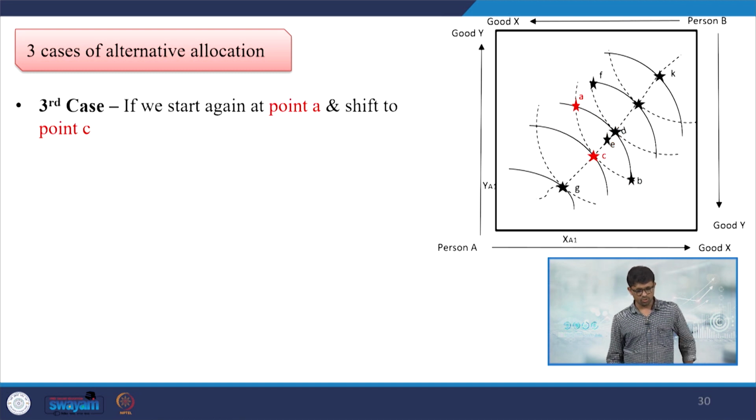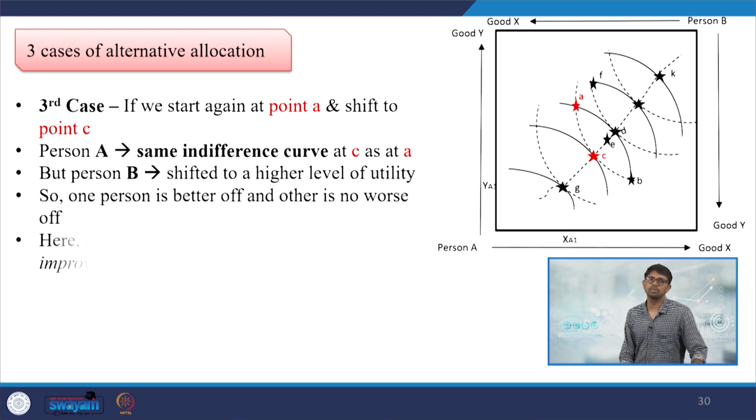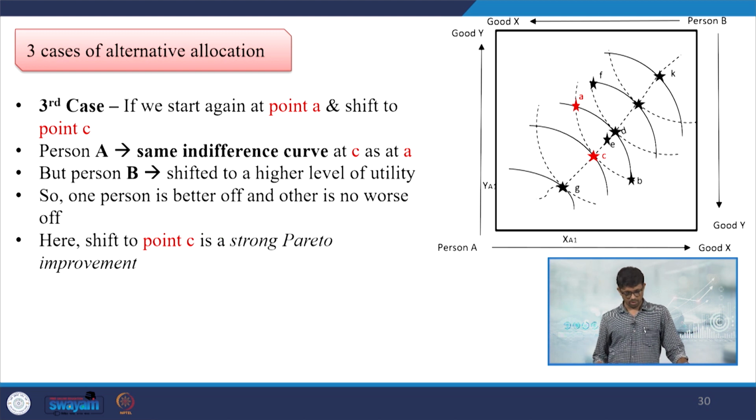In the third case, if you start again at point A and shift to point C, person A is on the same indifference curve at A, but person B will be shifted to a higher level of utility. Hence, person B will try to actually reach that level. To reach that level, one has to be at the losing end. One person is better off, that is person B, and another is worse off. Here the shift to point C is called strong Pareto improvement.